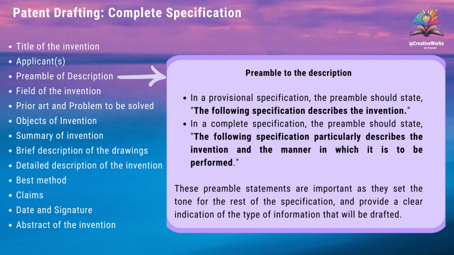Preamble to the description. In a provisional specification, the preamble should state the following: specification describes the invention. In a complete specification, the preamble should state the following: specification particularly describes the invention and the manner in which it is to be performed. These preamble statements are important as they set the tone for the rest of the specification, and provide a clear indication of the type of information that will be drafted.